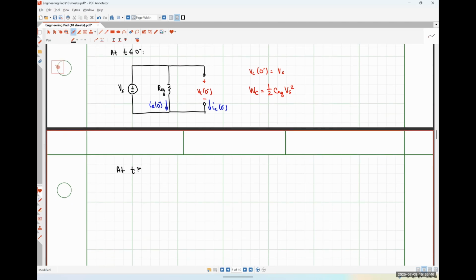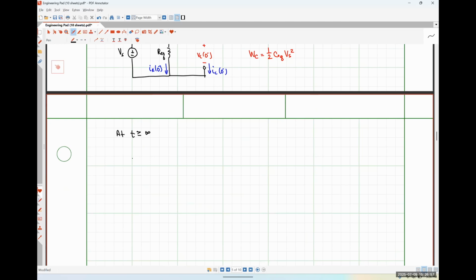At t greater than or equal to infinity, once again, after our switch has changed states and we're back to a DC steady state condition, our circuit is going to look something like this. So here's VS, an open circuit representing our opened switch. Here's REQ. Our capacitor is once again going to look like an open circuit because we're at DC steady state.